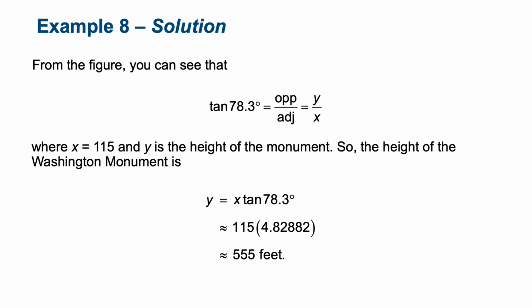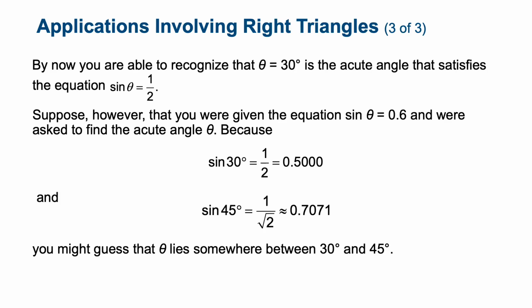So see, tangent of 78.3 is going to equal opposite over adjacent, and in that case, it would be y over x, where x is 115 and y is the height of the monument. So all you have to do is just solve for y, and there you go. Okay, we multiply both sides by x, but x is 115, so we plug that in, and then you just put tangent of 78.3 in your calculator. Make sure that your calculator is in degrees mode. Okay, so basically that's it.